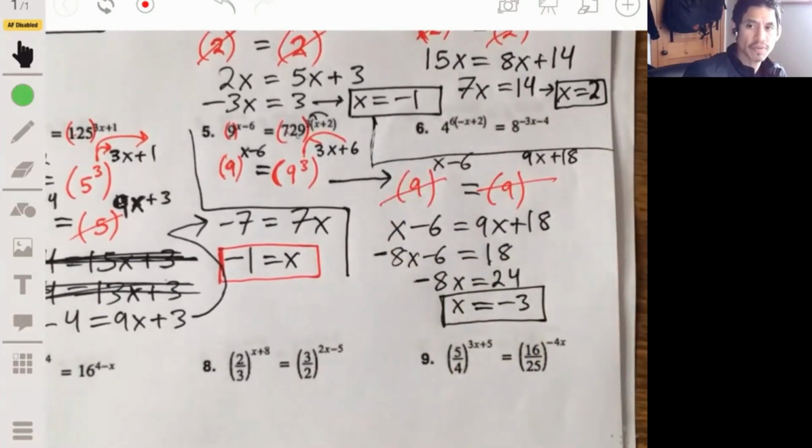Oh, looks like we're running out of space here. Don't worry, I got you. I got some extra paper.